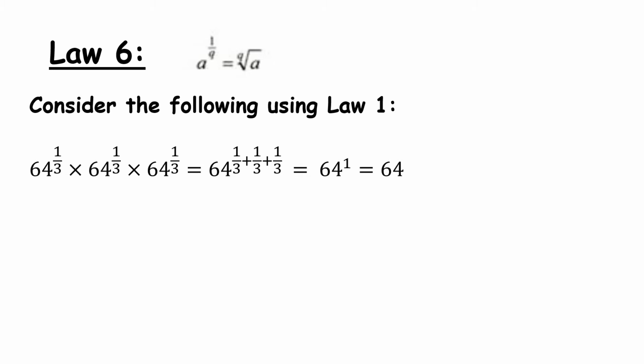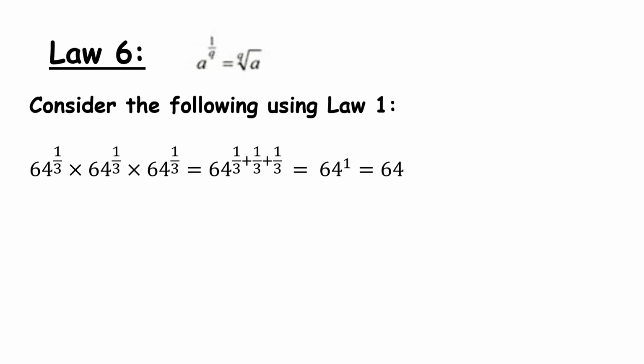So I have 64 to the power of a third, 64 to the power of a third, and 64 to the power of a third. So using law 1, it tells me if I'm multiplying and all the numbers have the same base, so the same big number, I simply add the powers. So I get 64 to the power of a third plus a third plus a third. So if I add a third plus a third plus a third, that will give me 1. So I get that as 64 to the power of 1. And we never write a power 1, we simply write 64. So we will have an implied power of 1 on any number that we write.